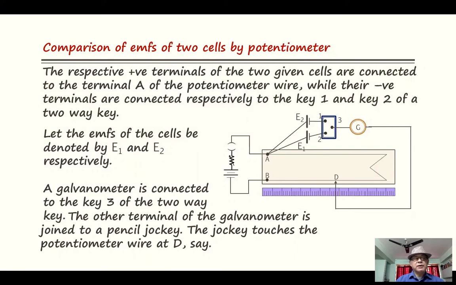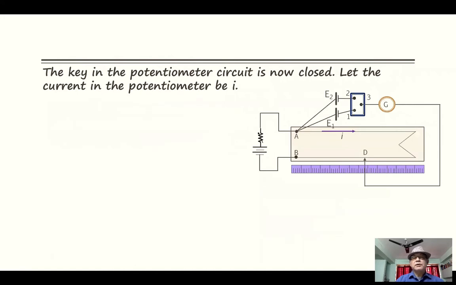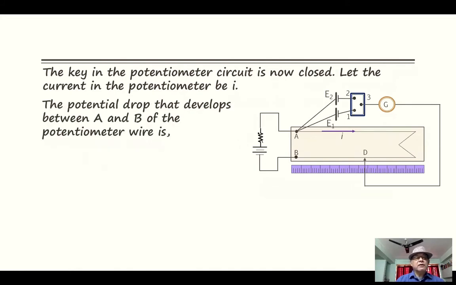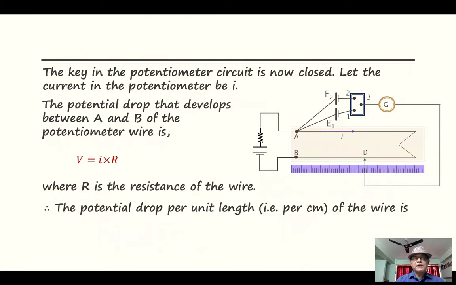The jockey touches the potentiometer wire at D, say. The key in the potentiometer circuit is now closed. Let the current in the potentiometer be I. The potential drop that develops between A and B of the potentiometer wire is V equal to I into R, where R is the resistance of the wire. Therefore, the potential drop per unit length, that is per centimeter, of the wire is phi equal to I into R divided by 1000.